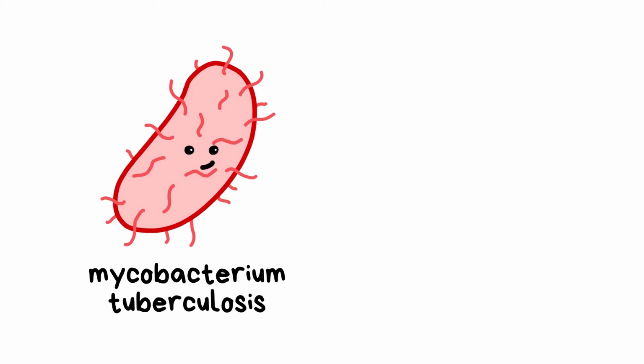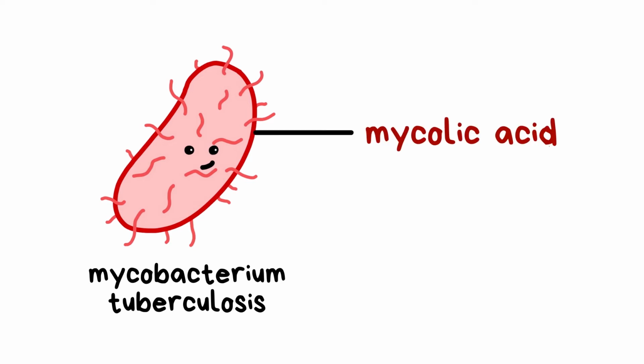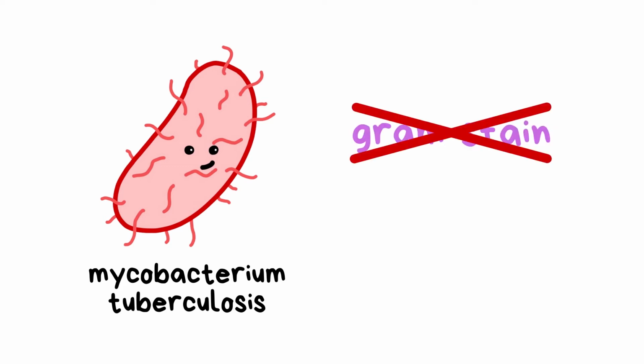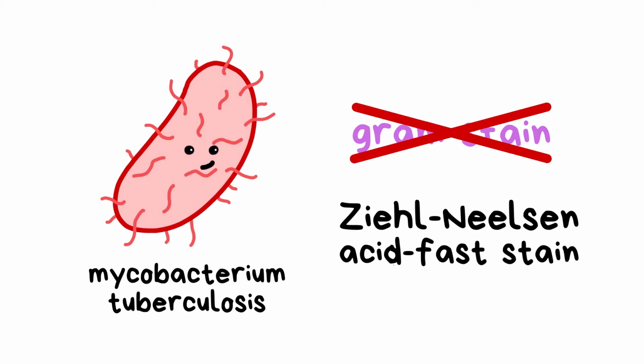What's so special about this bacteria, you might ask? Well, the Mycobacterium tuberculosis contains a special compound known as mycolic acid, which is present in its cell wall. Because of this mycolic acid, the Mycobacterium tuberculosis cannot be detected using a Gram stain alone. Instead, a Ziehl-Neelsen acid-fast stain is used to help in the clinical diagnosis of tuberculosis.